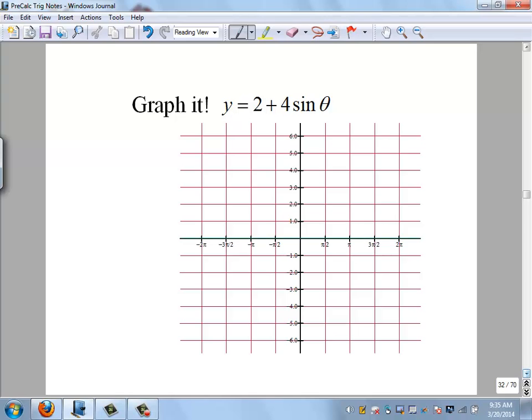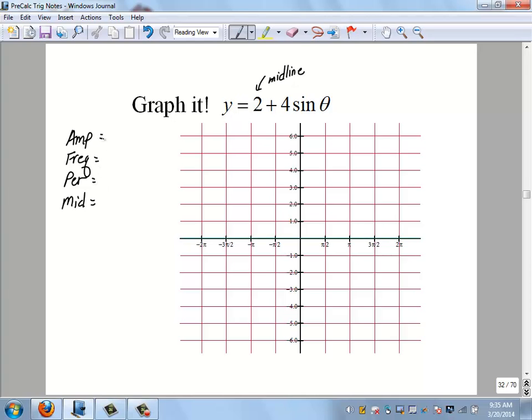Let's do 2 plus 4 sine theta. Okay? Well, 2 plus 4 sine theta. This looks a little more complicated. And this is our midline right smack in the front. Remember I told you they do that sometimes? So, let's stack and rack amplitude, frequency, period, and midline. Put your equal signs there.